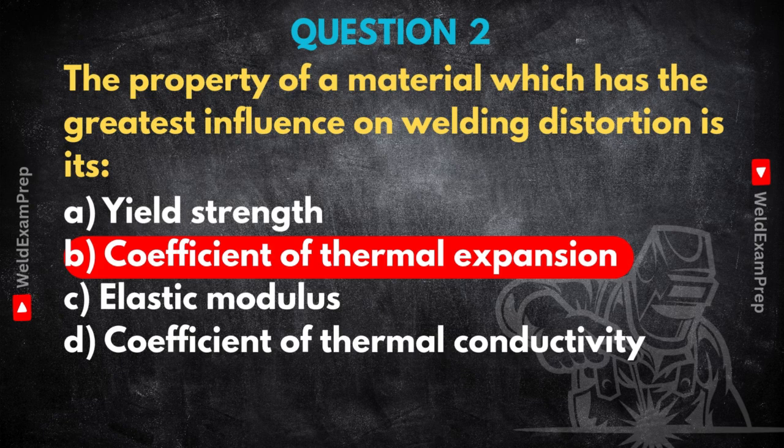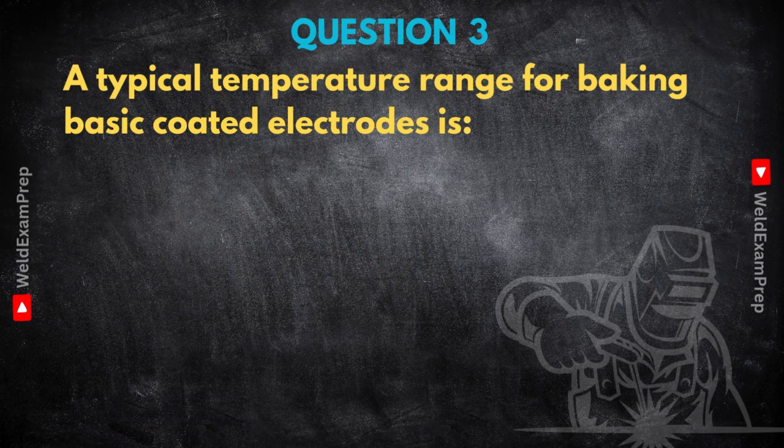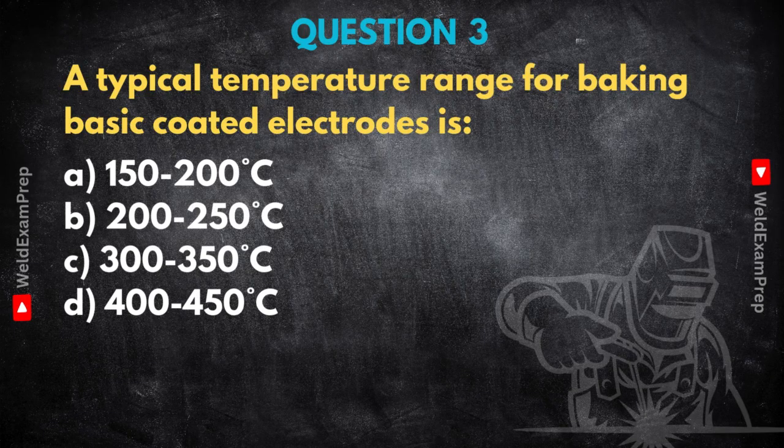Makes sense. Okay, let's shift gears to consumables, specifically electrodes. There's a crucial prep step for some types. Next question. A typical temperature range for baking basic coated electrodes is A, 150-200 degrees C, B, 200-250 degrees C, C, 300-350 degrees C, or D, 400-450 degrees C. Why do we bake these, and what's that magic temperature range?